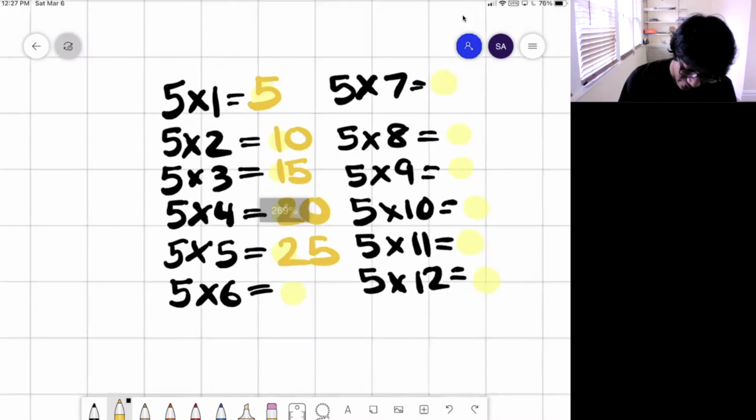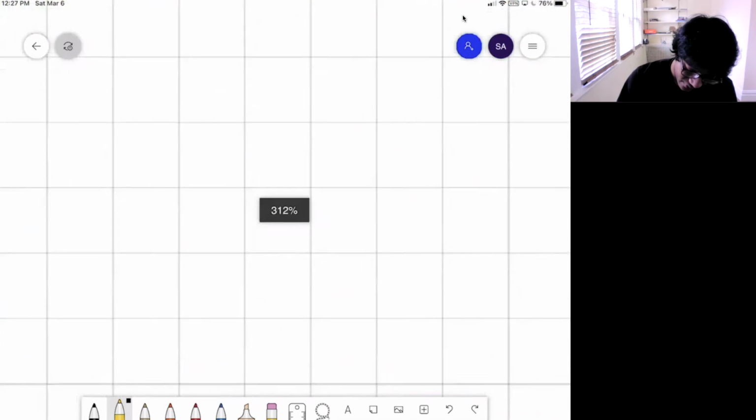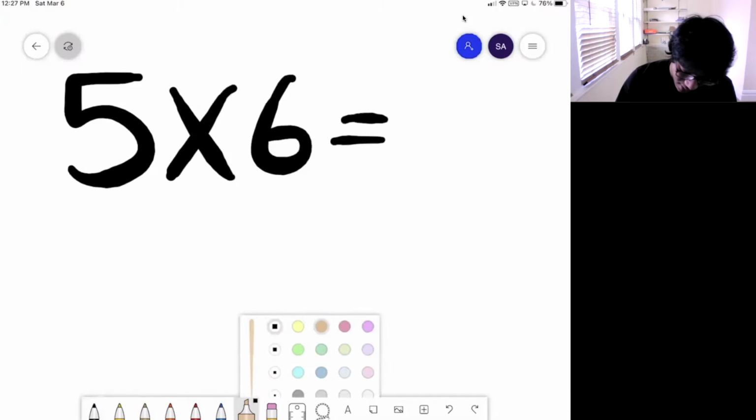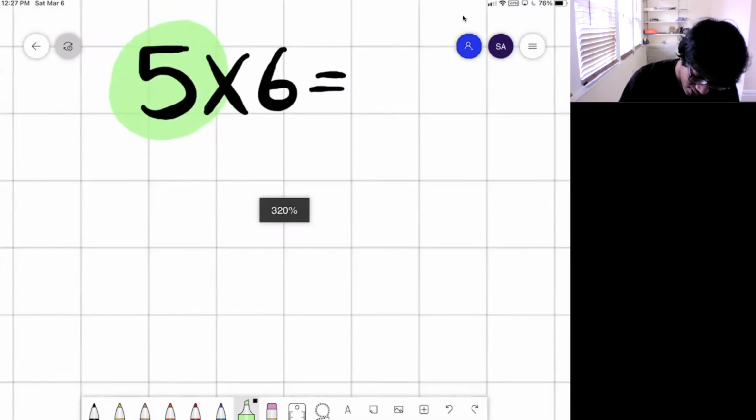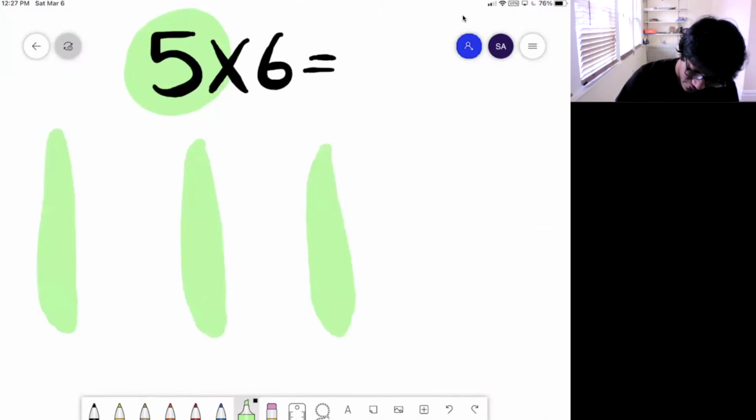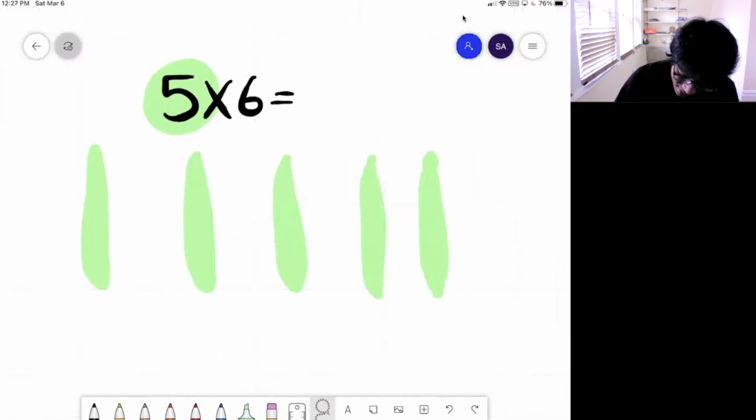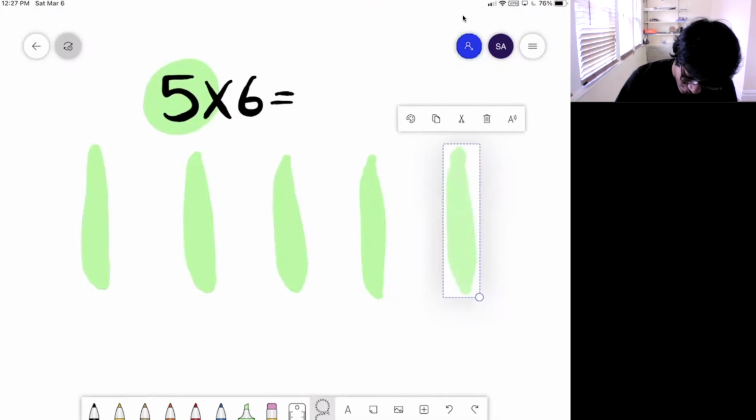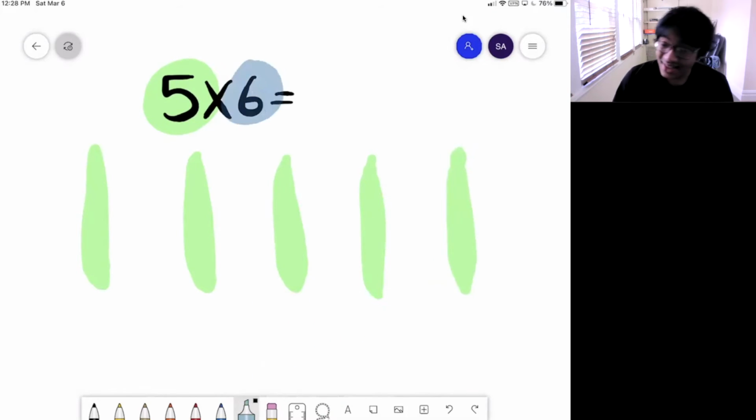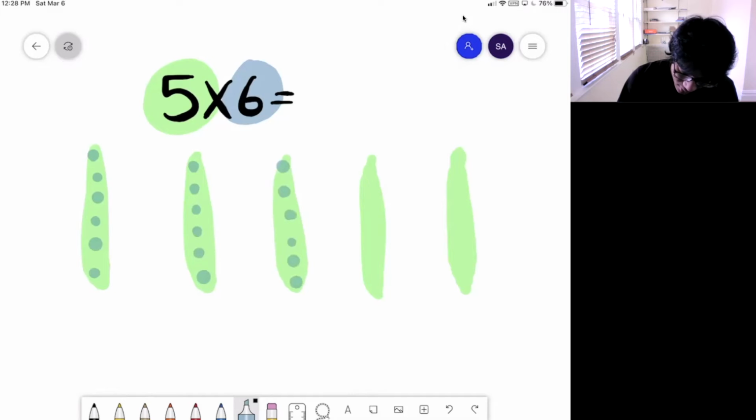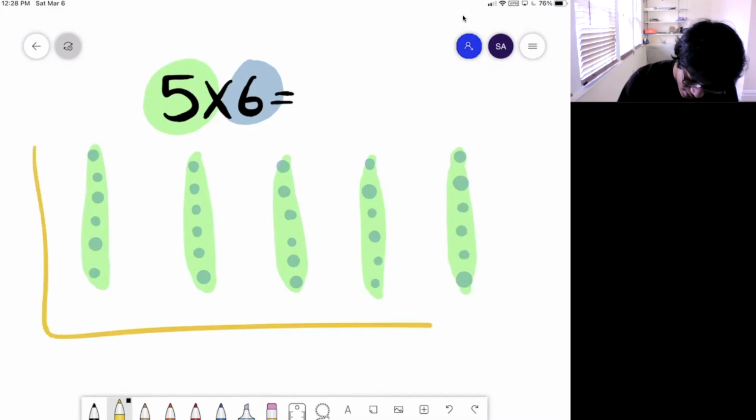Okay, now let's move on to 5 times 6. So remember, I'm going to have 5 columns, 5 green pillars: 1, 2, 3, 4, 5. You see that? We have 5 of these columns, 5 of these pillars, if you want to think of them. And now we're going to have 6 dots in each pillar: 1, 2, 3, 4, 5, 6. And now count up how many dots in the whole shebang.